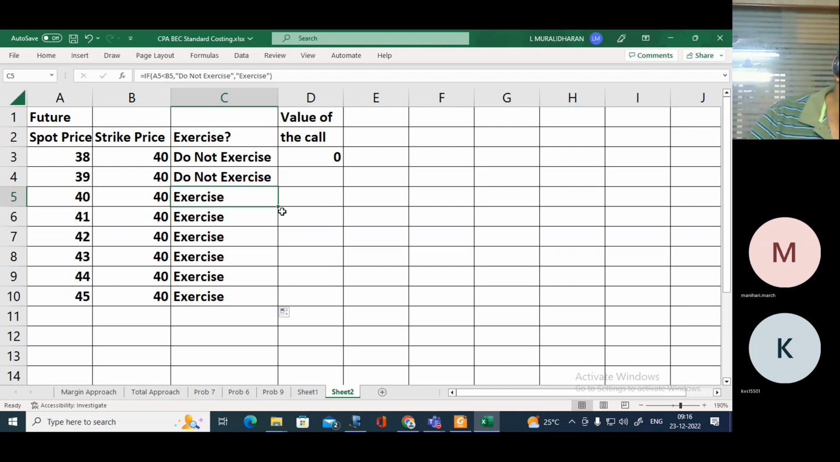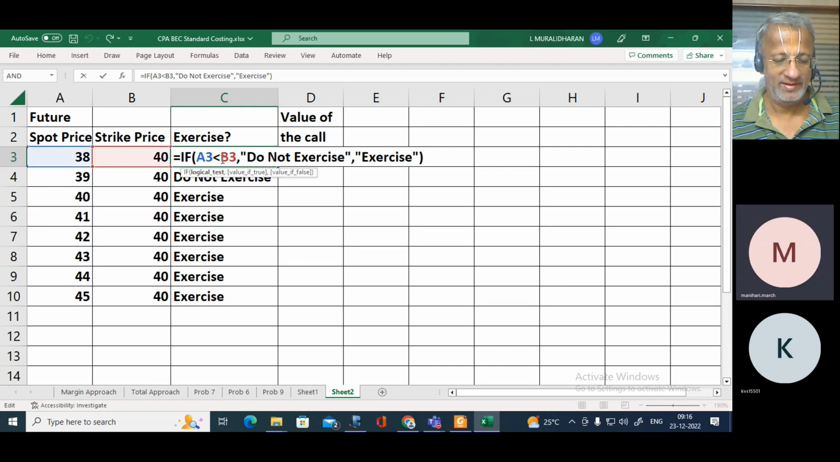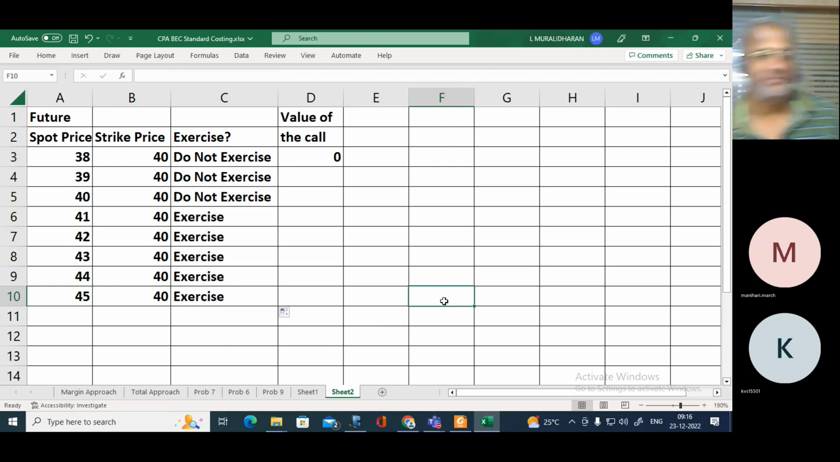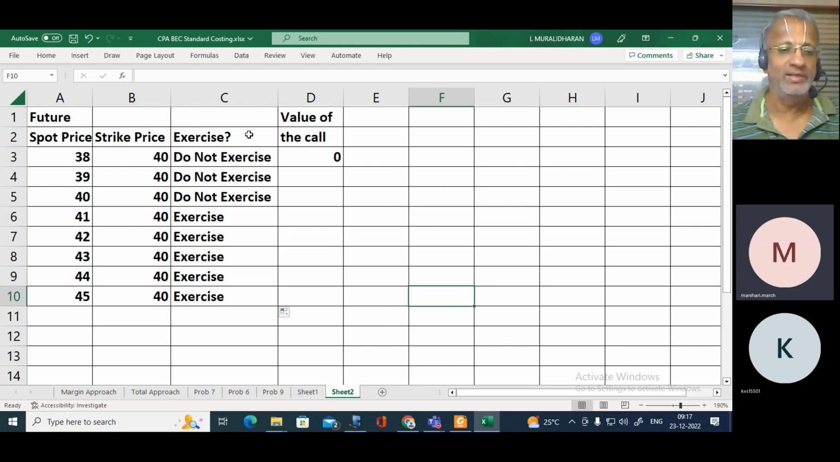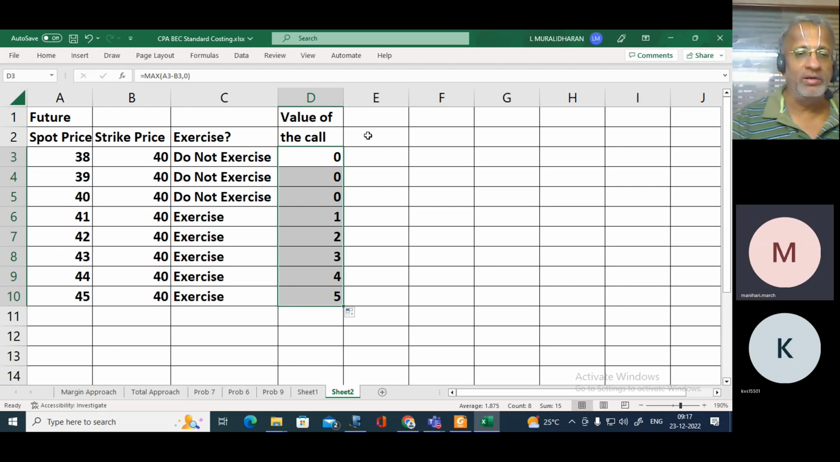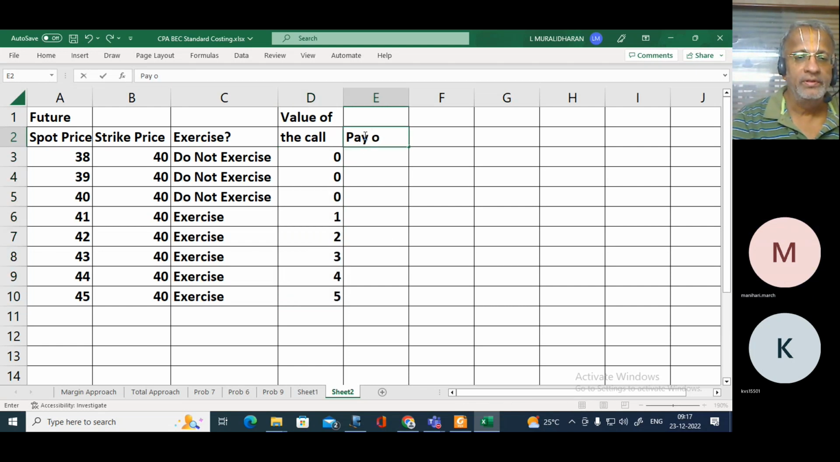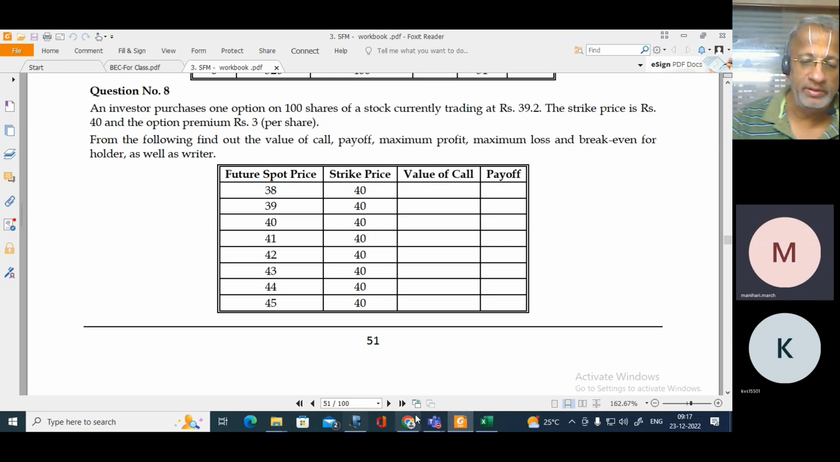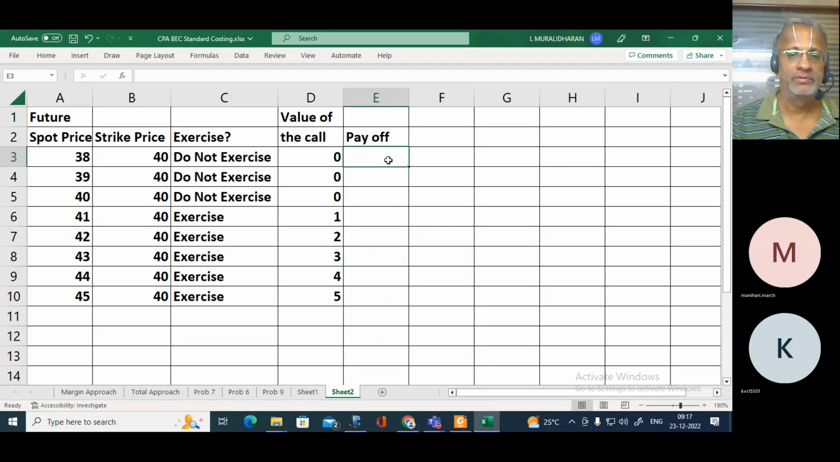Now you see, this is a mistake. Another if condition we have to put. So here you see this way the value of the call and payoff. Payoff is given in the problem. The premium is given in the problem, that being 3, is equal to 0 minus 3.